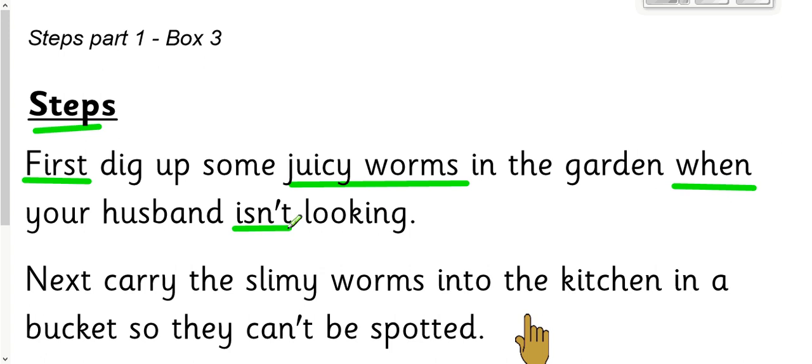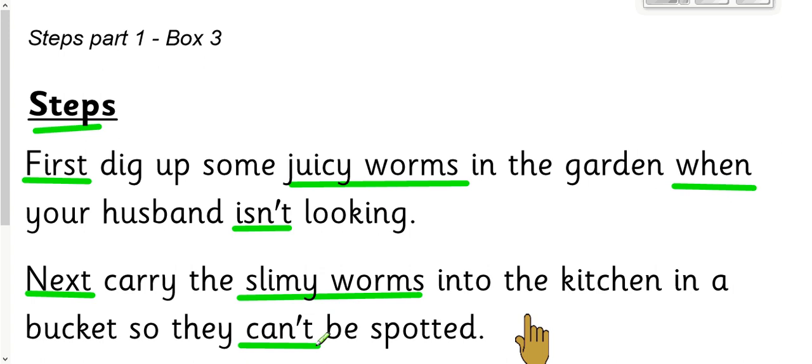If you've written everything down so far, well done. I wonder what you wrote down for the next part. Let's have a look. Next, carry the slimy worms, oh yeah, nice noun phrase, into the kitchen in a bucket so they can't be spotted. I can see another thing here. Can you spot something else? Next, carry the slimy worms into the kitchen in a bucket so they can't be spotted. I'm going to highlight can't because it's a contraction.